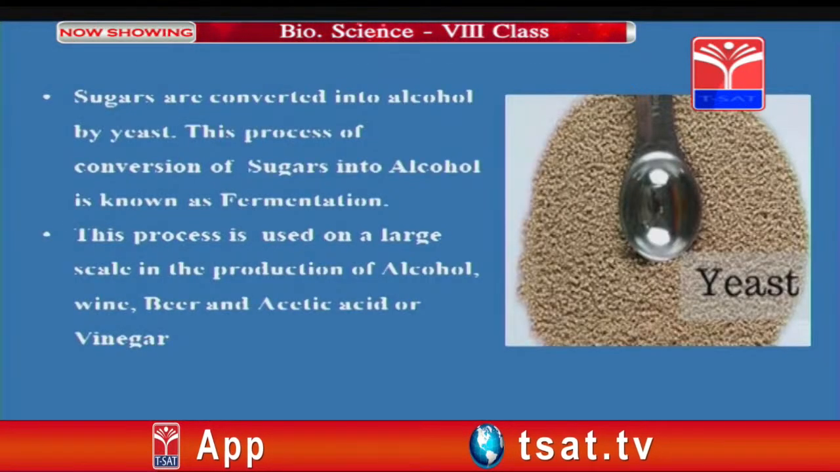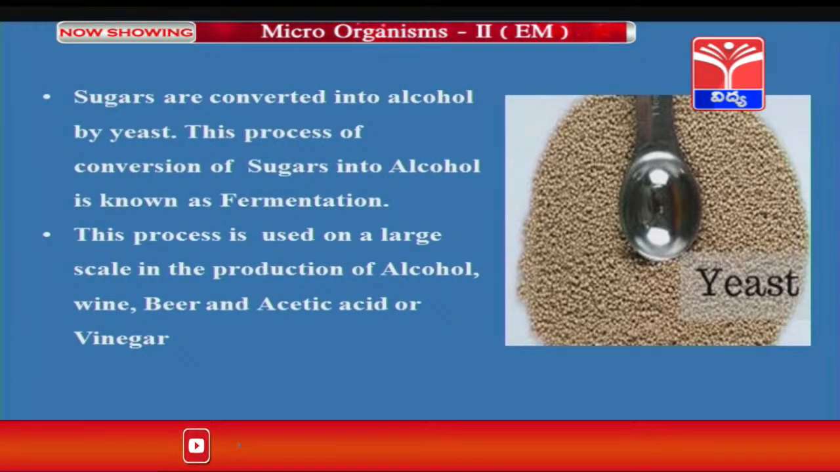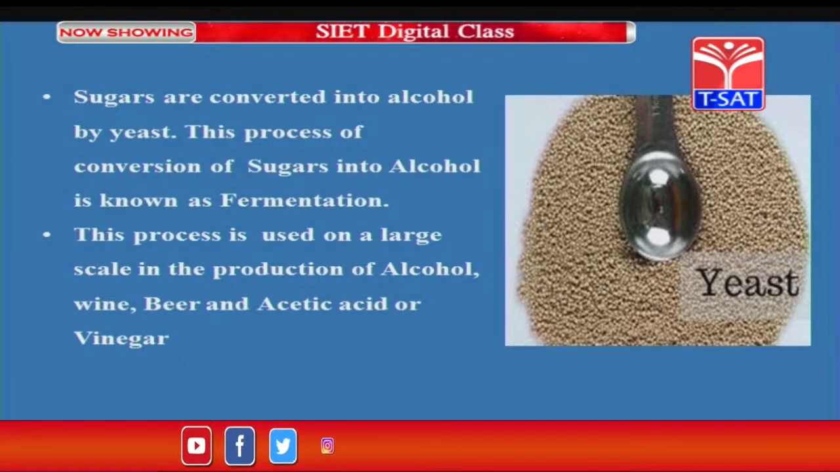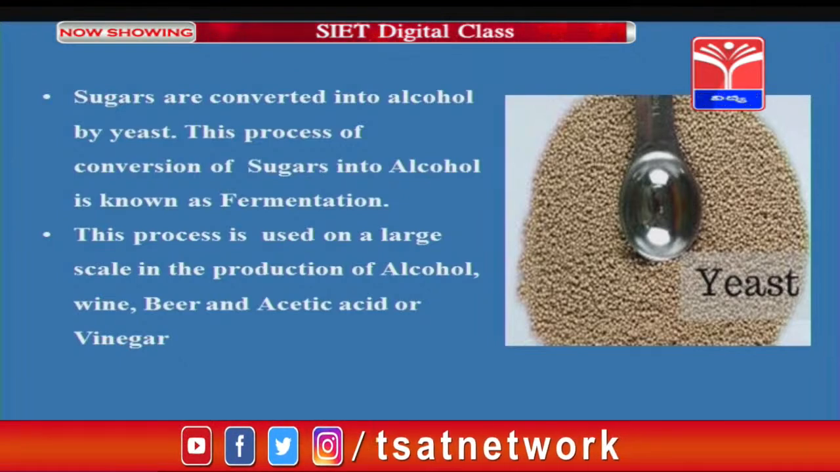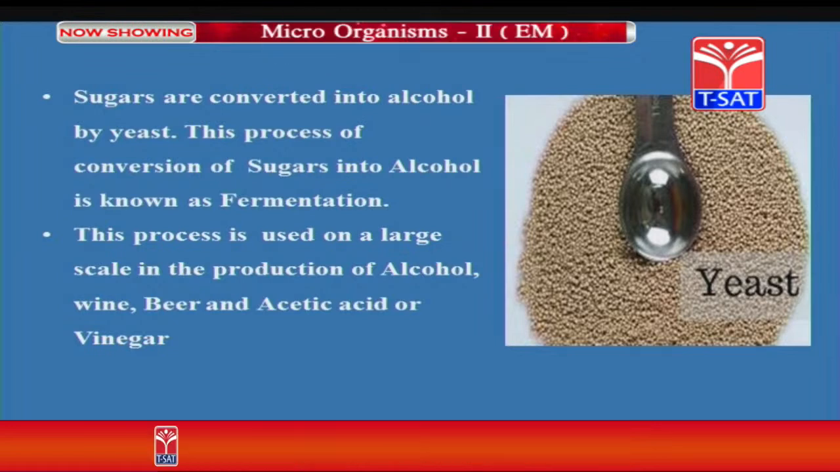So, this is yeast. You can see the picture here. Definition of fermentation: it is obtained in powdered form. This is mixed with sugar solution, and the sugar gets converted to alcohol. This process is called fermentation.